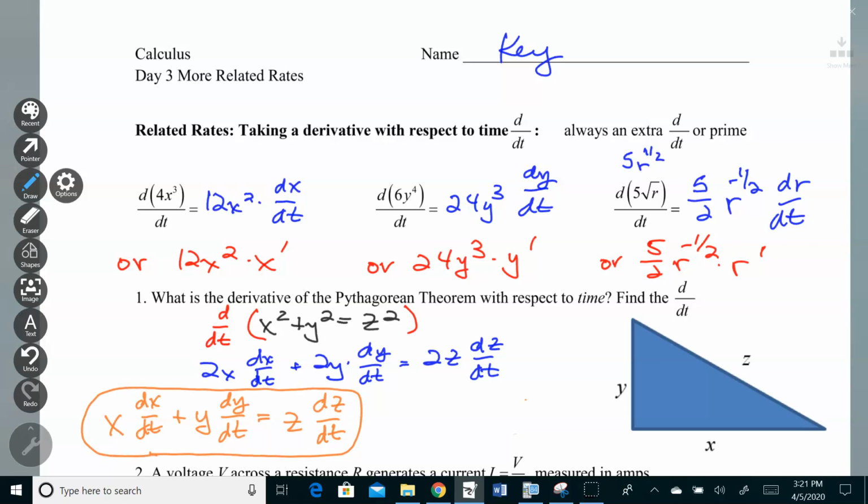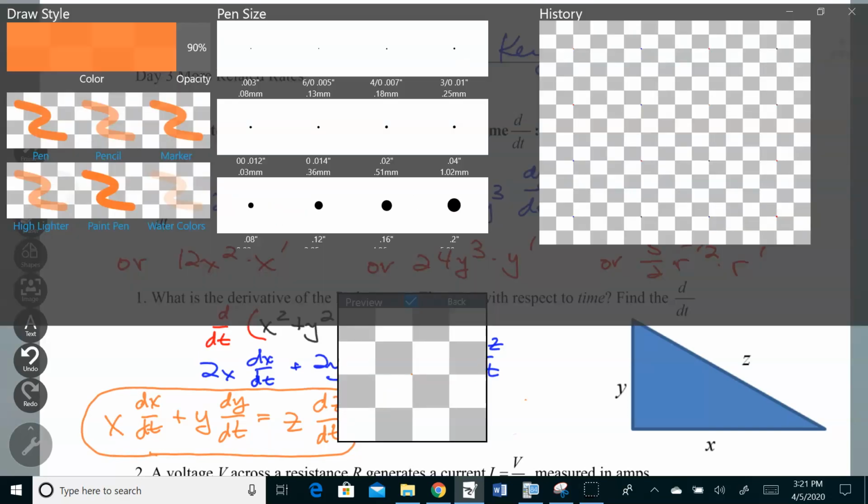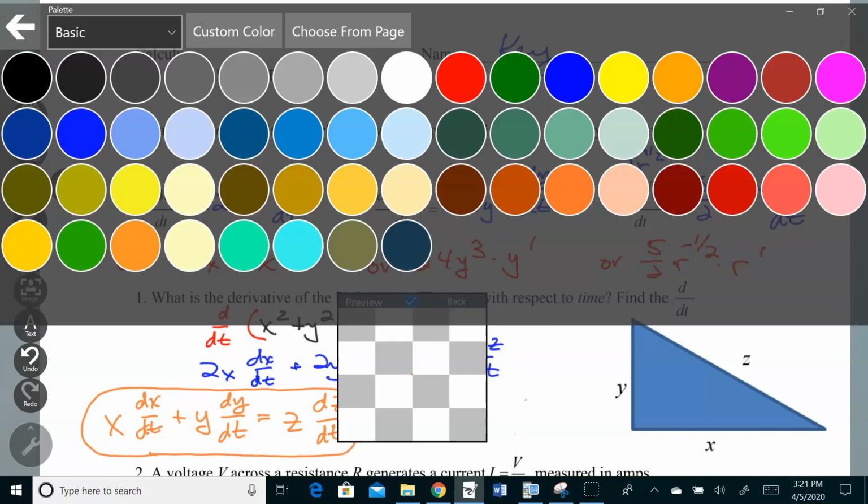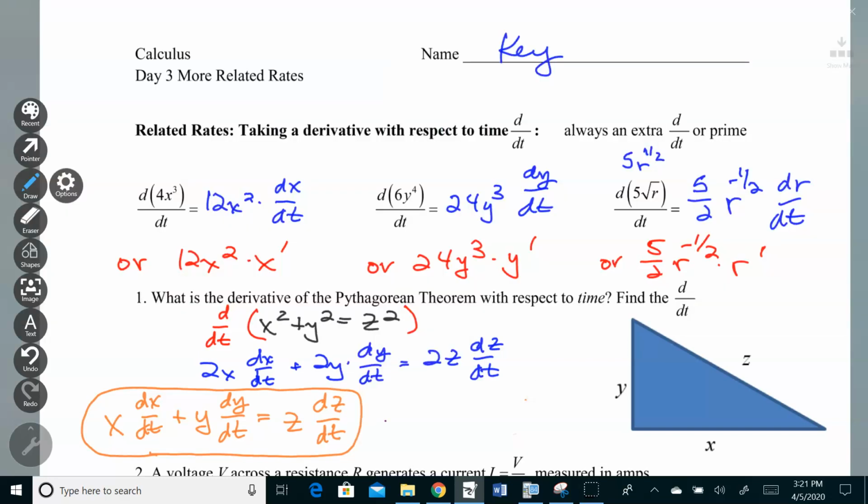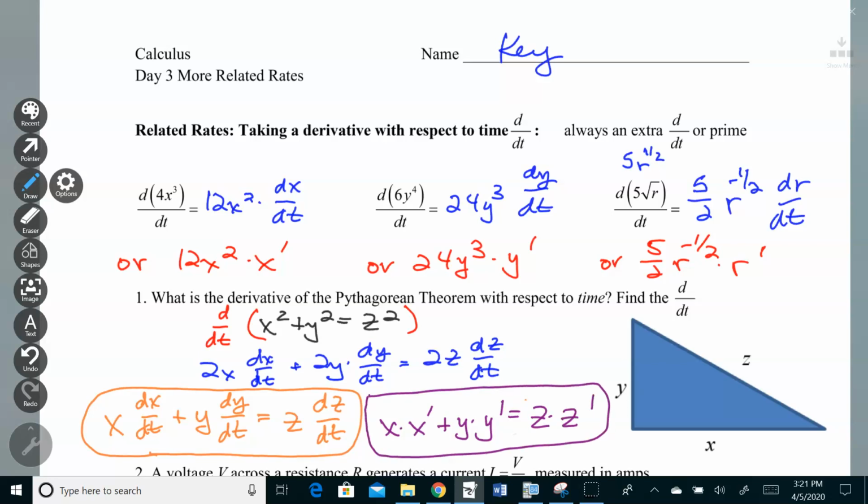We're going to use it a lot. If you want to write it with the primes, x times x prime plus y times y prime is equal to z times z prime. Again, this is the derivative of the Pythagorean theorem. What do these things mean? X is the length of a side, and x prime is the rate of change of that side.